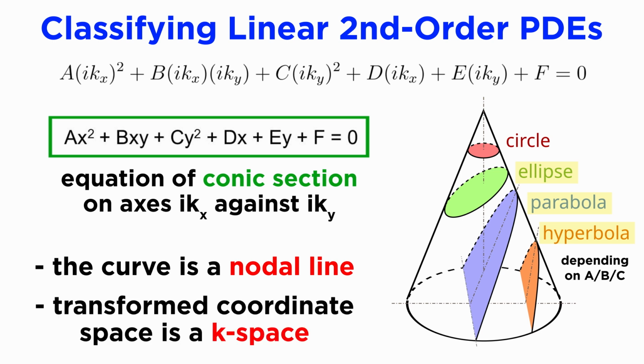For a multivariable Fourier transform, such as the one we have taken here, the transformed coordinate space is a multivariable frequency called k-space, where kx is the frequency of waves in the x direction and ky is the frequency of waves in the y direction.